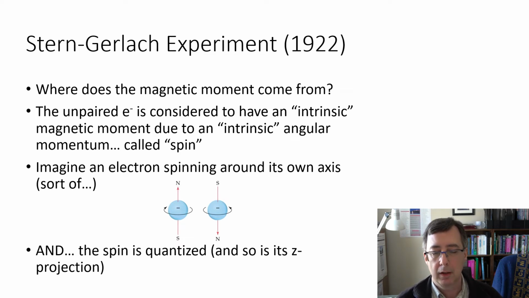Furthermore, the spin is quantized because it's a small particle governed by the laws of quantum mechanics. So the size of the angular momentum, the magnitude of the angular momentum, is quantized, and so is its projection on the z-axis. So that is going to be very relevant.